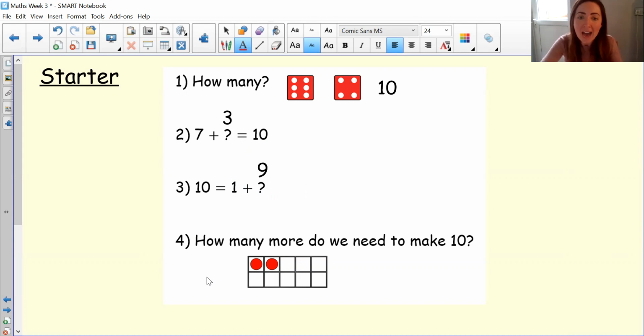And number 4, how many more do we need to make 10? So again, we are making 10. It's a number bond to 10. And if we've got 2 counters already in the 10 frame, then we need 8 more to make 10.